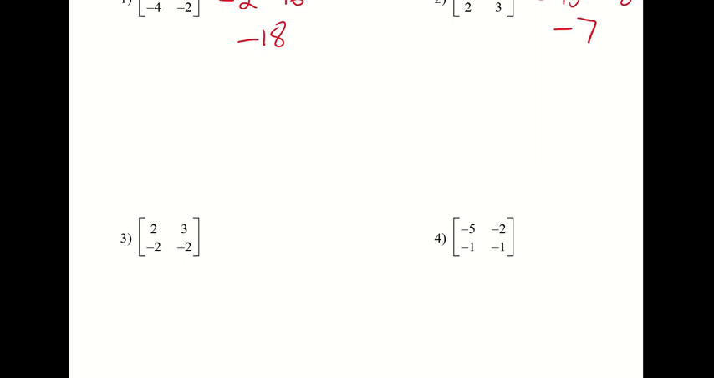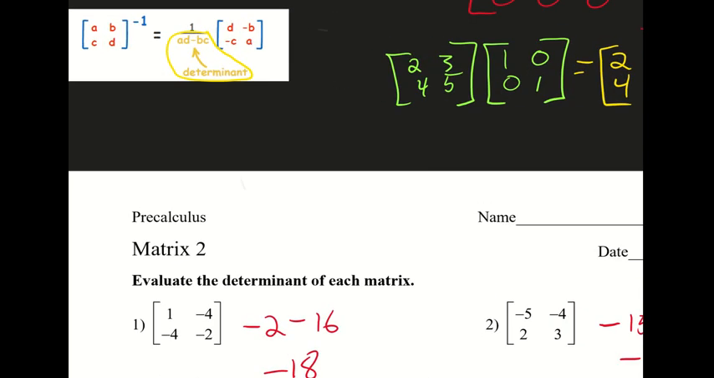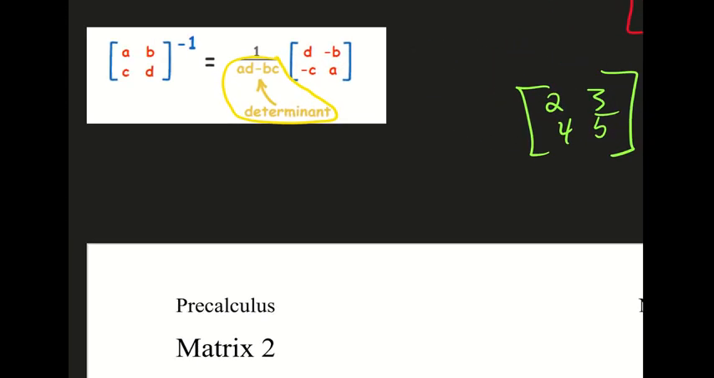But here are some other ones where you do 2 times negative 2 minus negative 6, so it will be a positive 2. All right, so our determinant, very straightforward to find. Now, for our inverse, we have to do this. We have to multiply our matrix here by 1 divided by your determinant, so our reciprocal. You switch the location of A and D, and you change the sign of B and C.